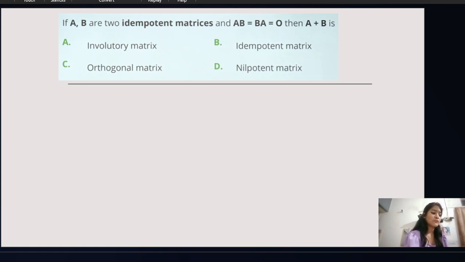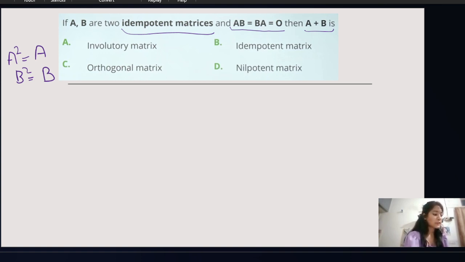The question is: if A, B are two idempotent matrices and AB is equal to BA is equal to the null matrix, null means 0, then find A plus B. We know that an idempotent matrix means A square is equal to A and B square is equal to B. If we find the square of the matrices, we get the same matrix. That means they are idempotent matrices.